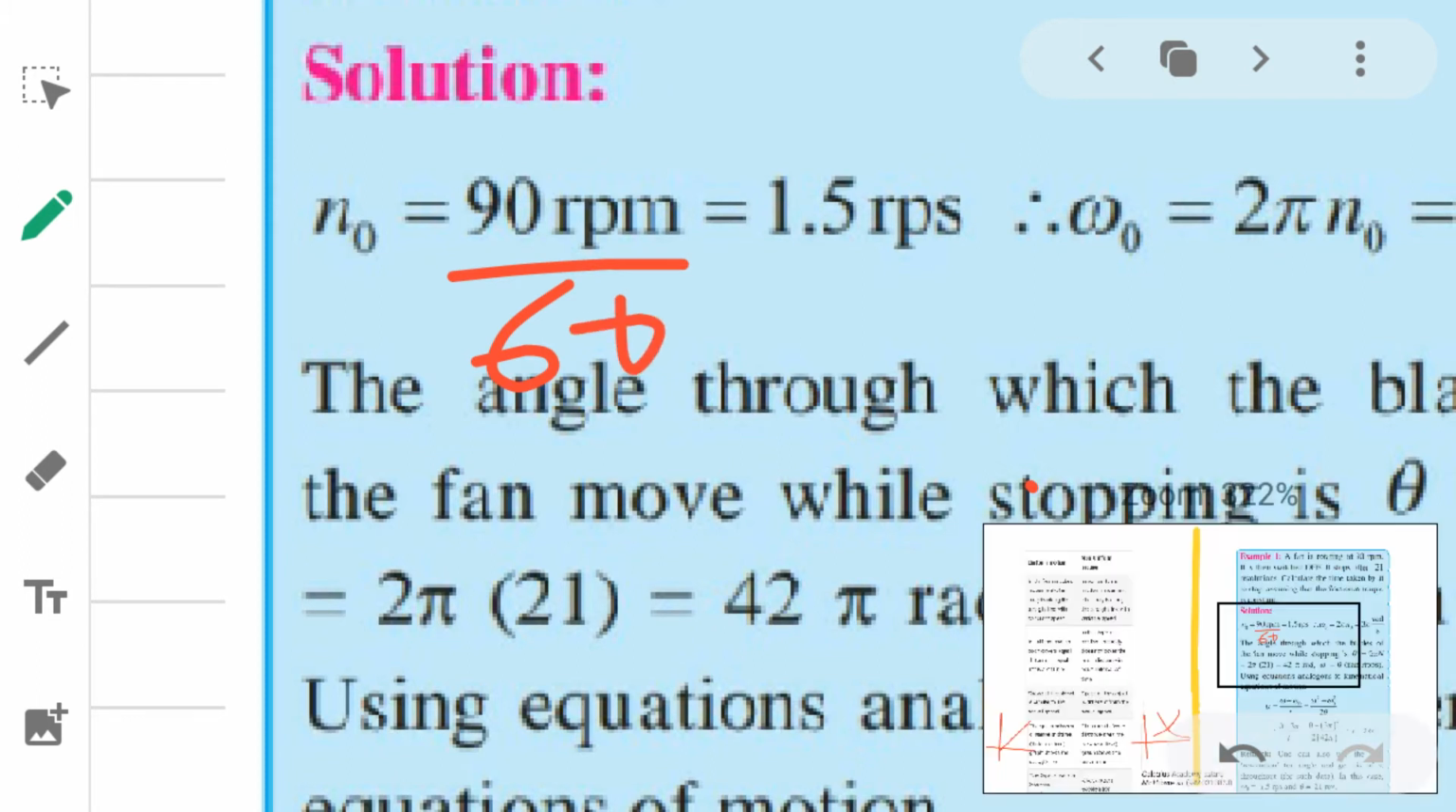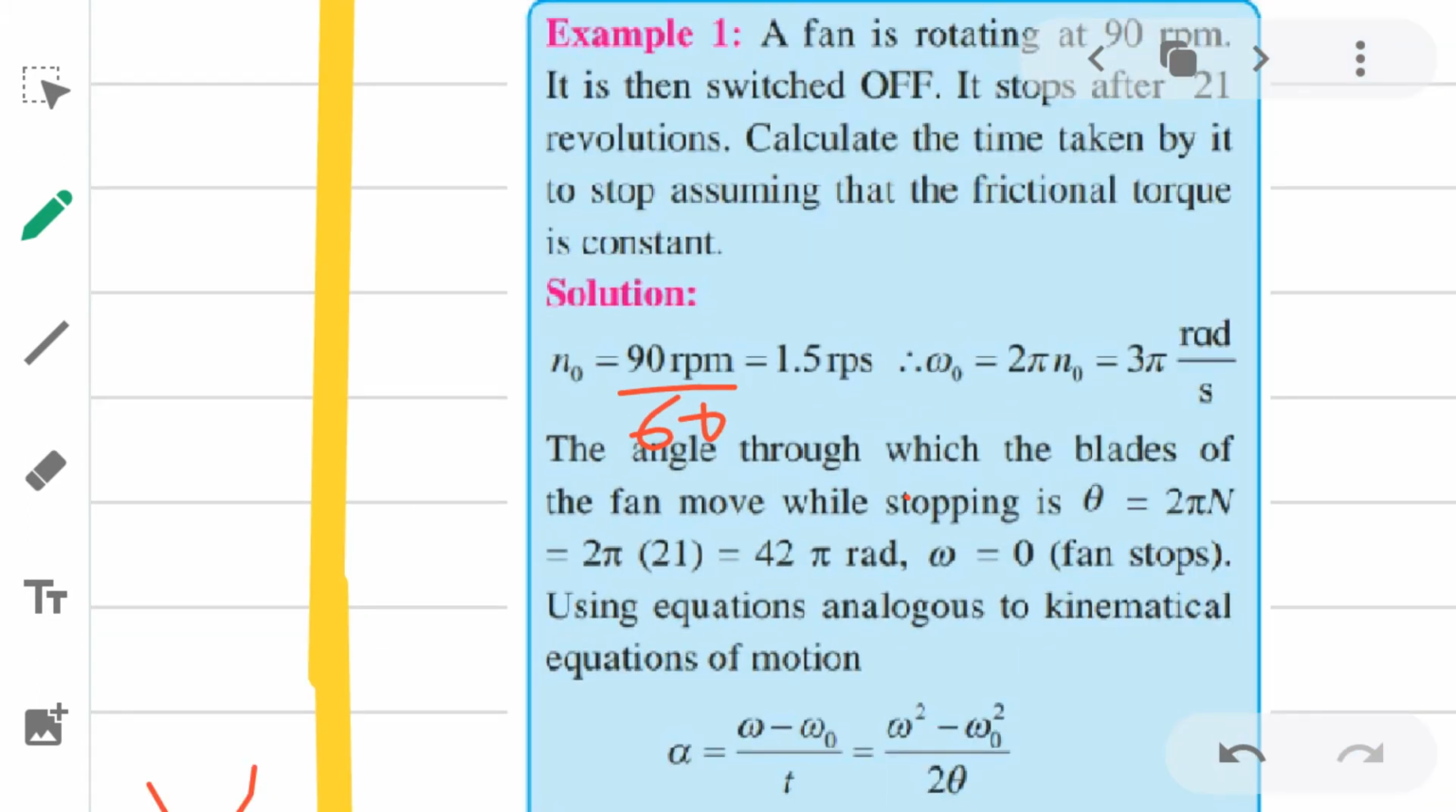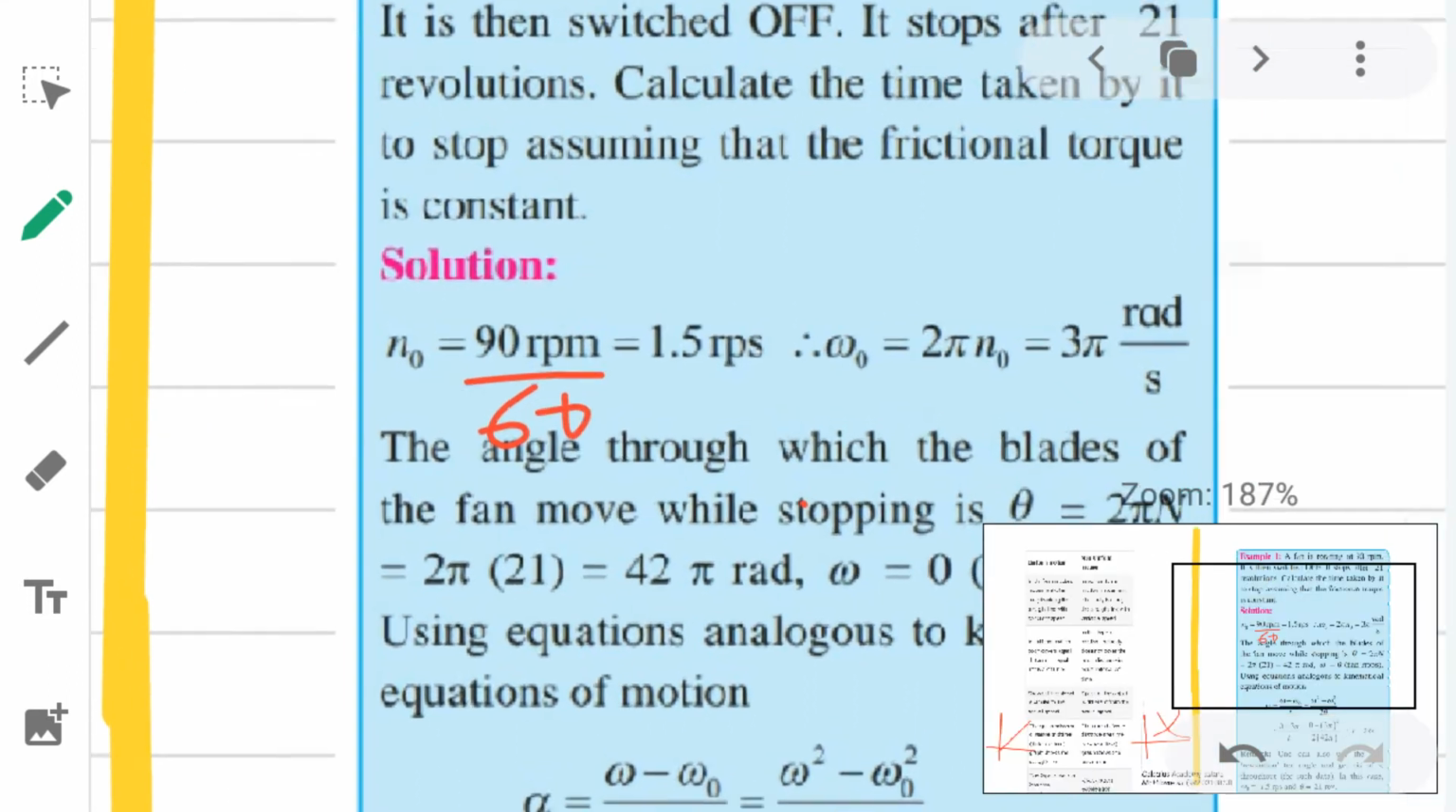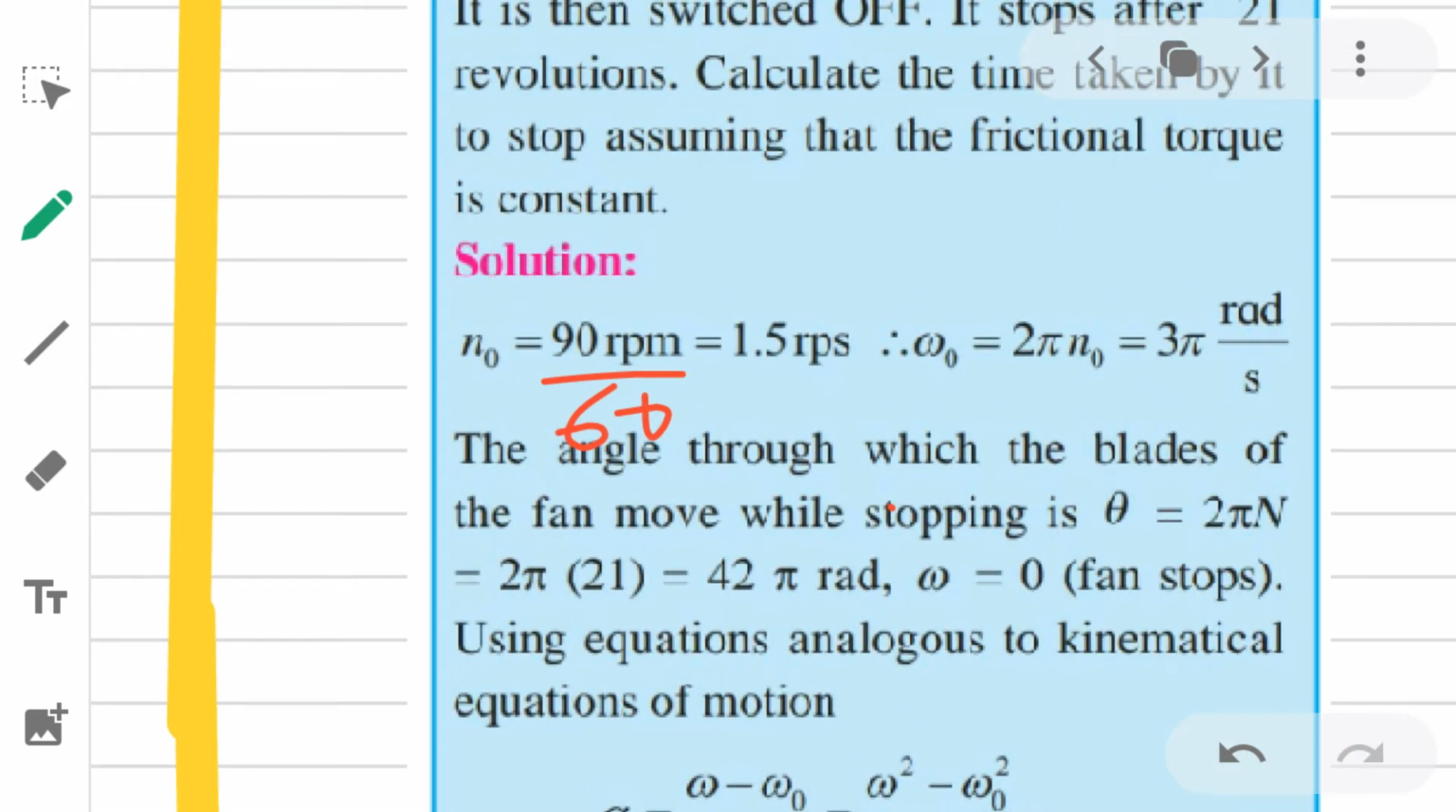1.5 rotation per second. Omega 0 is 2 pi n0, that is 2 pi into 1.5, means 3 by 2. We get 2 cancelled, 3 pi radian per second.